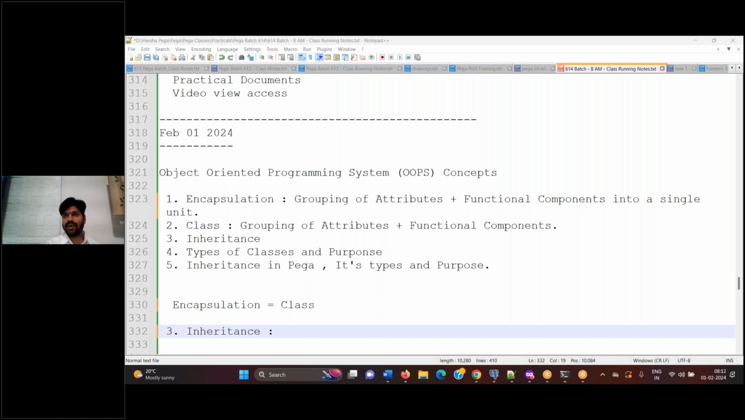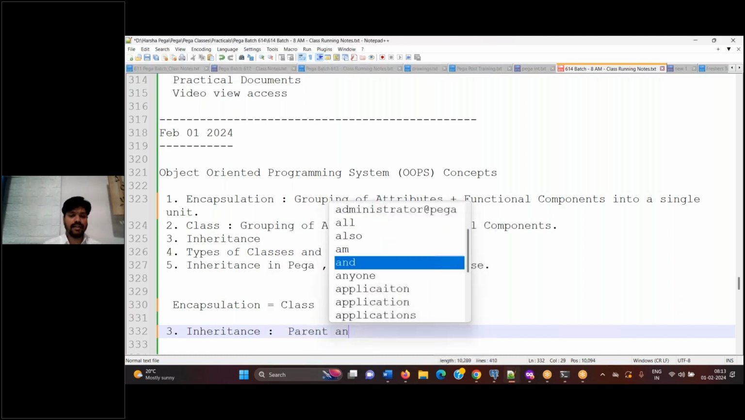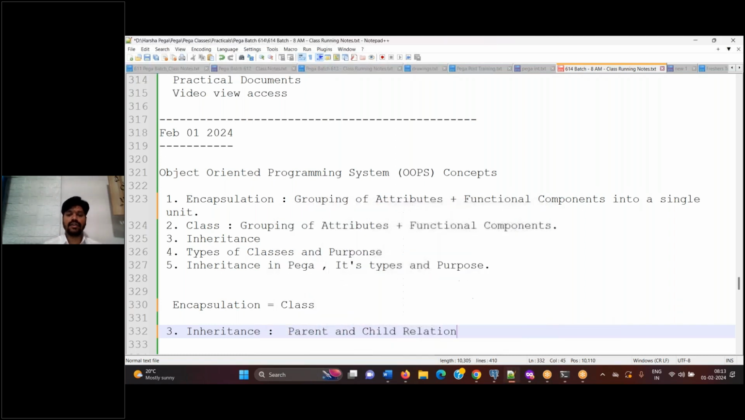False. Sibling 1 has right to access from sibling 2. Means siblings accessibility is there or not there? Not there. Okay. So inheritance means it's a real life concept. In inheritance concept, parent and child relation will be there. What relation will be there? Parent and child relation will be there.